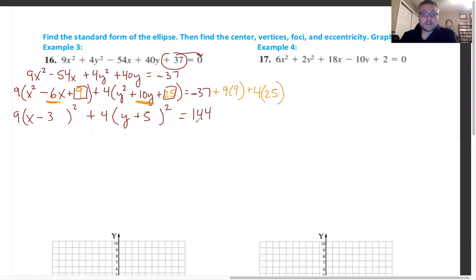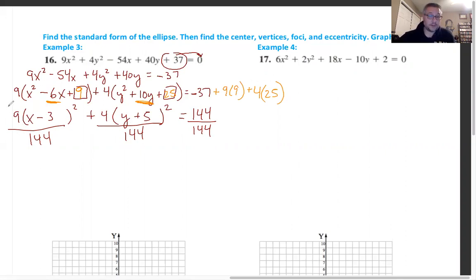Now, how do we make this look more like the standard form of an ellipse? I want a 1 here. I don't want 144. How do I get a 1? Well, I divide it by itself. That'll give me a 1. But whatever you do to one side of the equation, you have to do to the other. So I have to divide everything by 144.